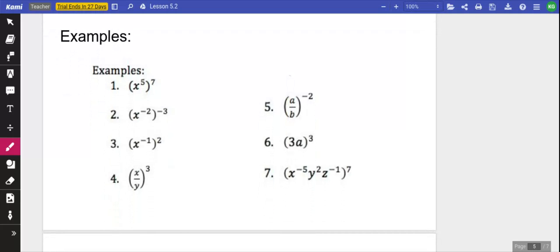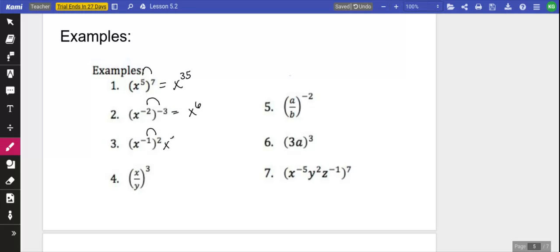Okay, example number 1, this is a distributive one, and anytime we distribute, we multiply, so this becomes x to the 35th. Number 2, again, it's a distribute, multiply. 2 negatives make a positive, so it's x to the positive 6th.